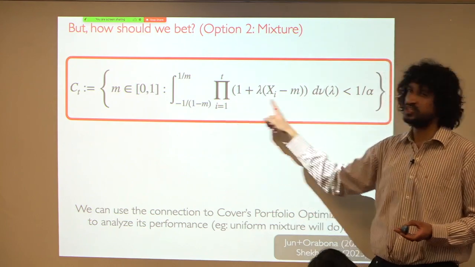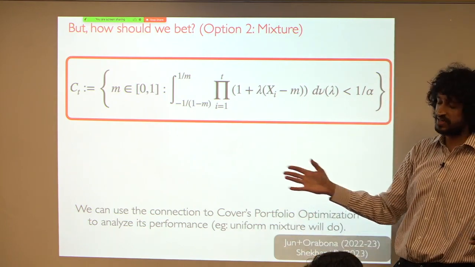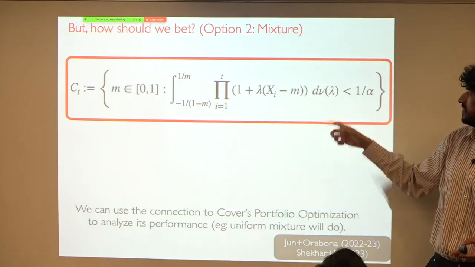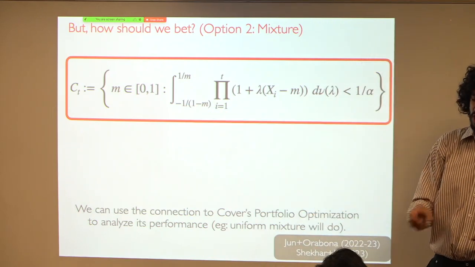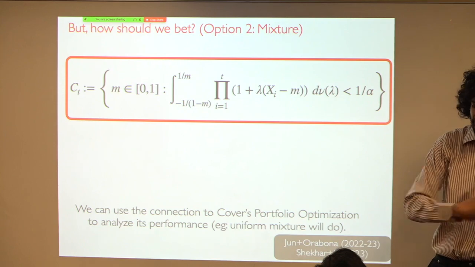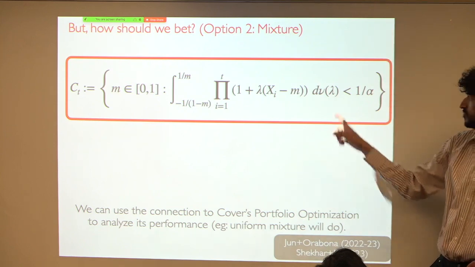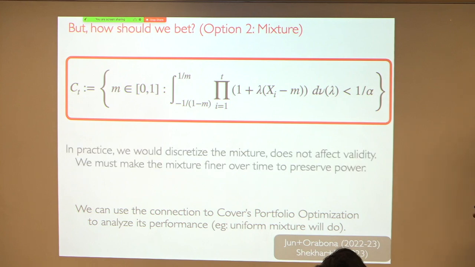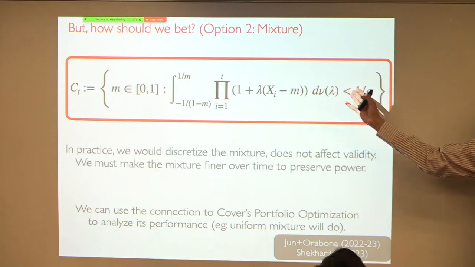But remember, a mixture of non-negative martingales is a non-negative martingale, so I don't violate validity. But essentially what this mixture method is doing is saying that as long as I have some mass around the right lambda, that's going to grow exponentially, and so this entire mixture is also going to grow exponentially fast. And so we can use the connection to Cover's portfolio optimization to analyze its performance, and just a uniform mixture will do. And in practice, you say, well, how do I actually do this in practice?